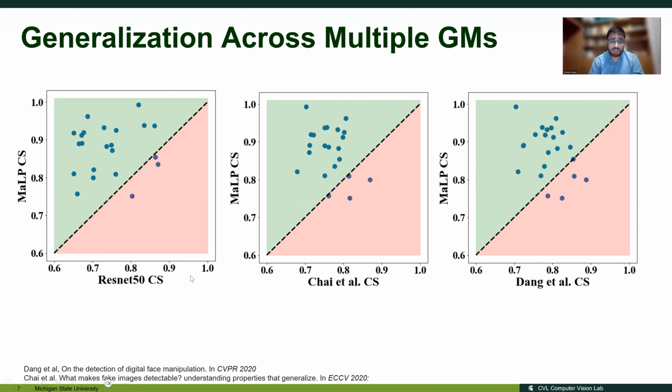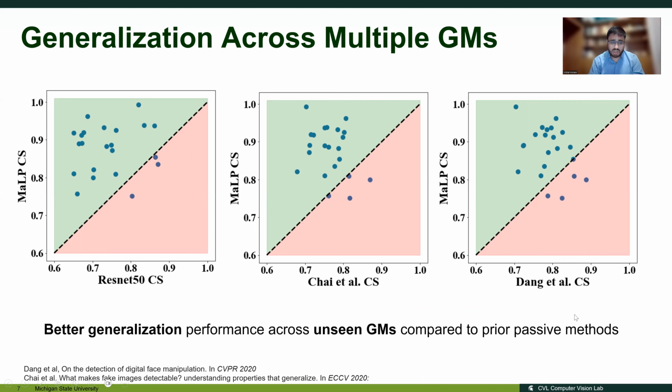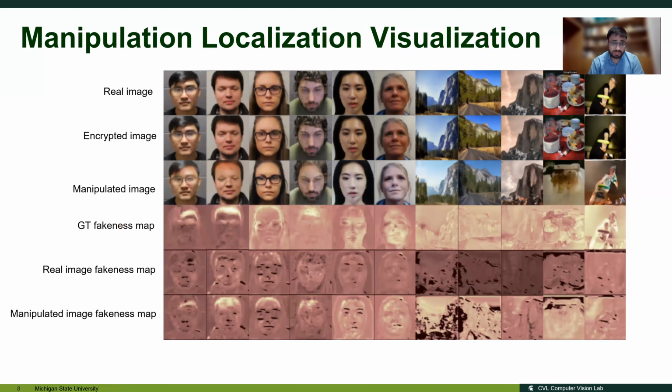On the x-axis, you can see that we consider three methods: ResNet-50, Chai et al., and Dang et al. Our method has much better cosine similarity performance compared to all three passive works, proving that the proactive method does indeed have better generalization performance across these unseen generative models.